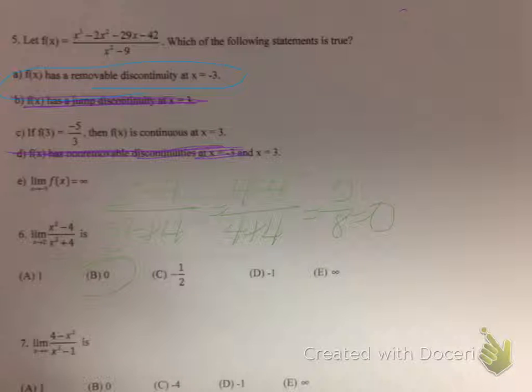And number 7 was just a limit as x goes to infinity, and you can see the largest degree in the numerator is a 2, largest degree in the denominator is a 2, so we're going to use the coefficients. Coefficient in the numerator is negative 1, coefficient in the denominator is 1, so negative 1 over 1 equals... I'm sorry, negative 1 over 1 does not equal 1, it equals negative 1, and so that was right here, choice D.